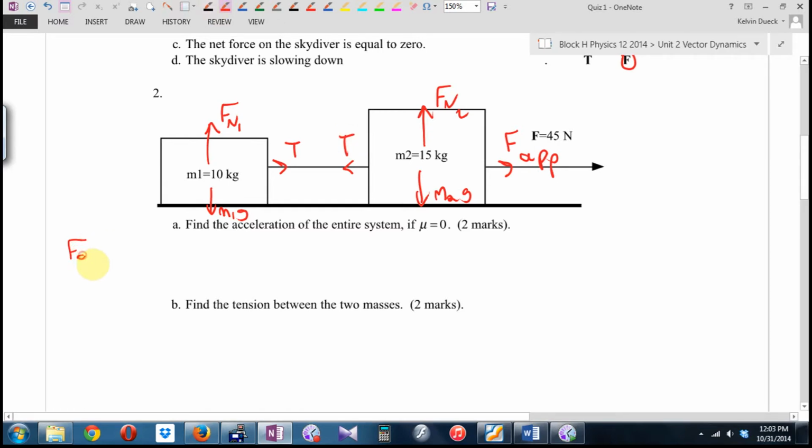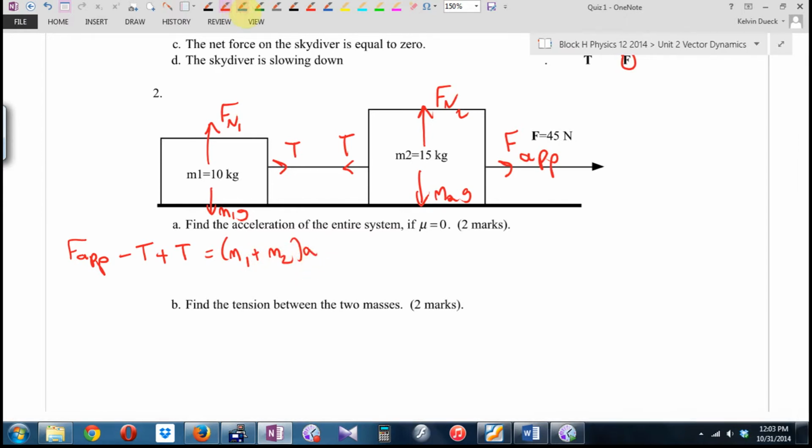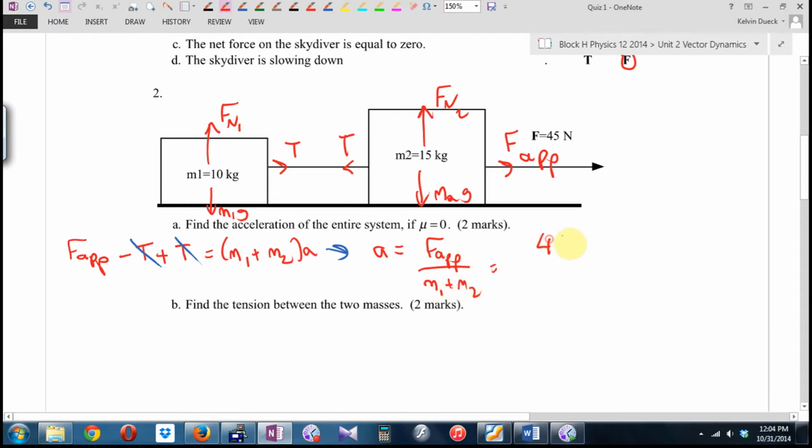Winner minus tension plus tension minus loser plus winner equals m1 plus m2 times A, or m both times A. Losing tension. Always good. Looks like A is going to be F applied divided by m1 plus m2. It's going to be 45 divided by 10 plus 15. It's going to be 45 divided by 25, which is 9 divided by 5. 1.6? No? Am I off? 1.8? That's what I said. Yeah. 1.8 meters per second squared.